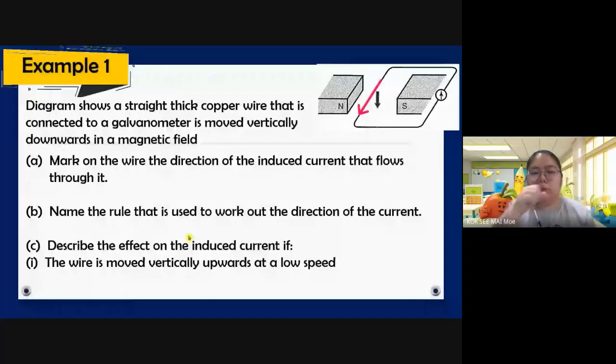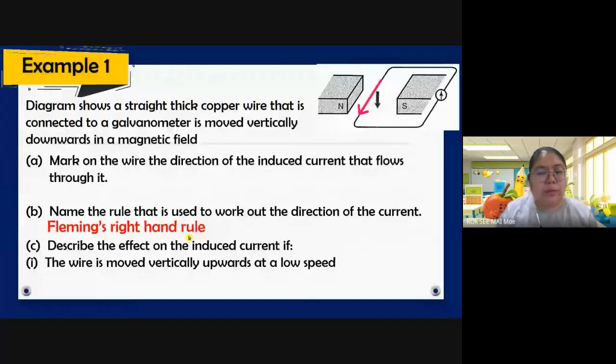Okay, now you need to describe the effect of the induced current if the wire is moved vertically upwards. Change already. Just now it was downward. Now I move upwards and also at low speed. So the wire moves vertically upward at low speed.